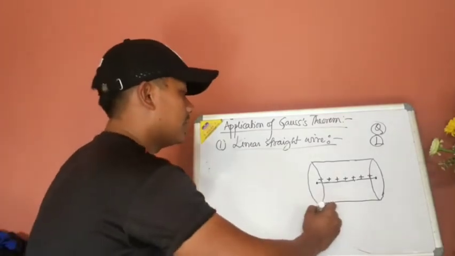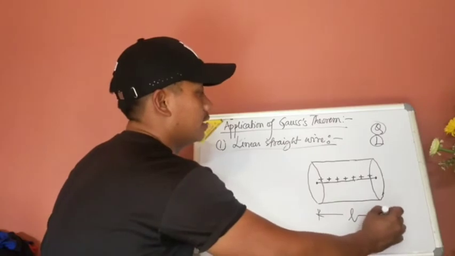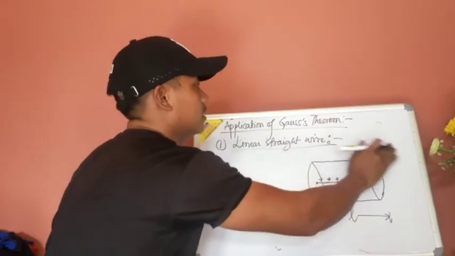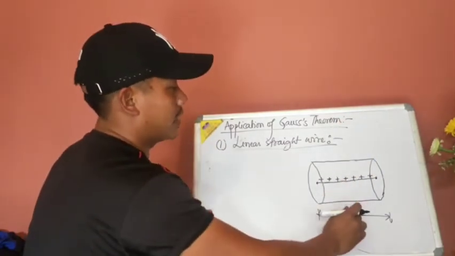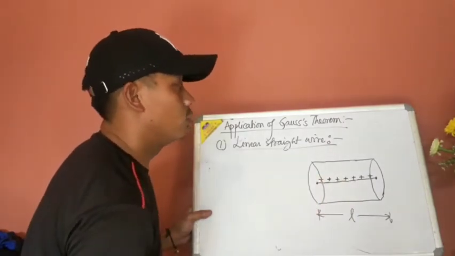So the length of the cylinder, let us say, is small l, and the total charge enclosed inside this cylinder is small q.